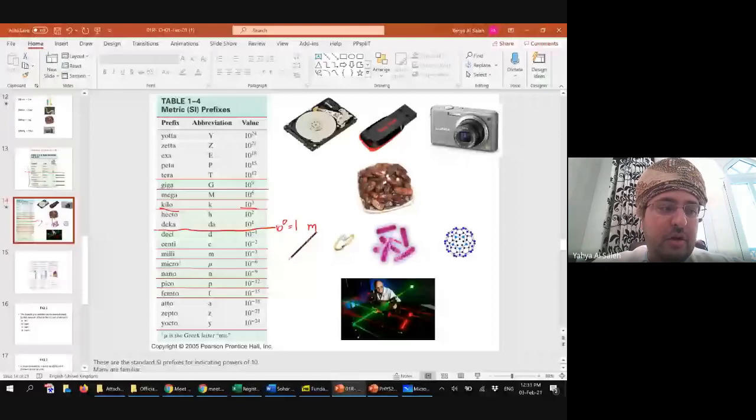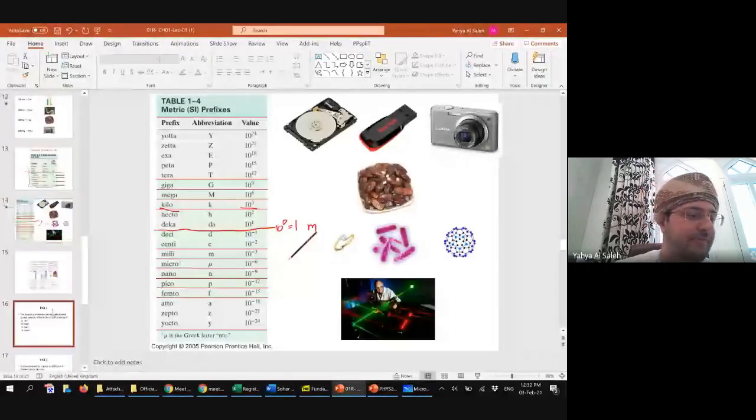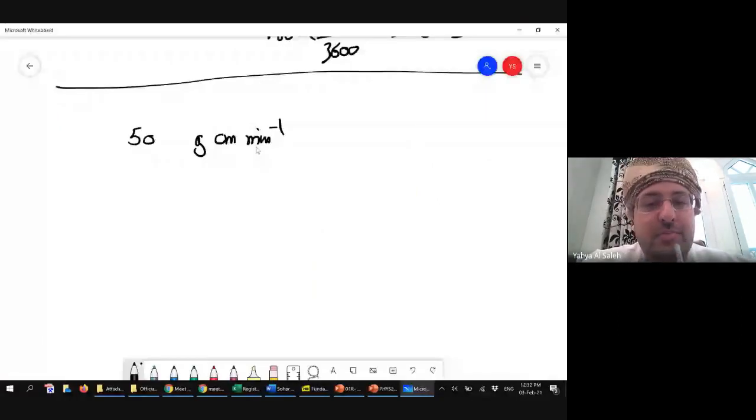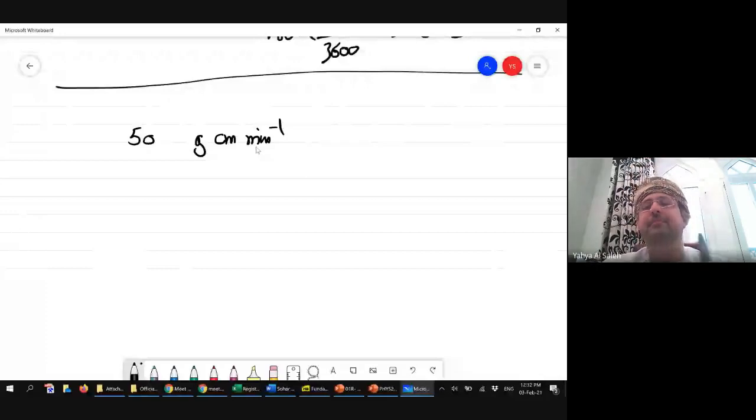Okay, so it's like asking, what is a shibr? It's a different unit. There's a constant to convert it from meter to shibr, but shibr is not part of the SI system. Okay. So if I have this 50 grams centimeters per minute, and I want to change it to SI units, what should my units be?